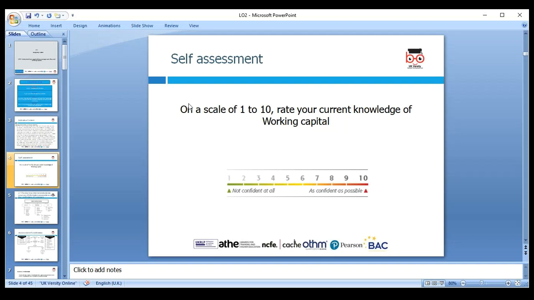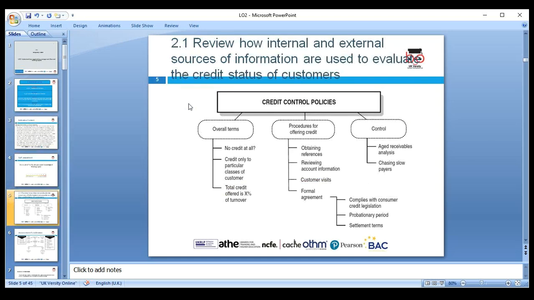It's always good, when we start any activity, to rate yourself from 1 to 10. How much do we know about working capital? Do we know what is meant by working capital? On a scale of 1 to 10, what do you think? Where is your current knowledge at the moment? Nine. Okay, good. Next we'll go through 2.1 first.